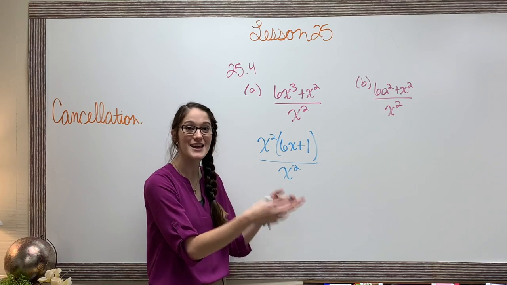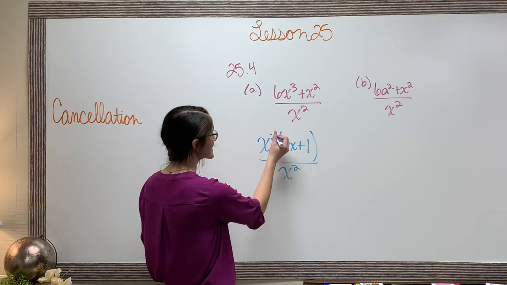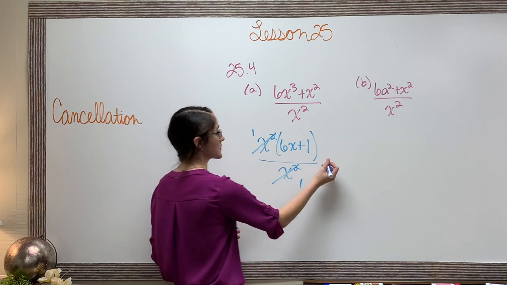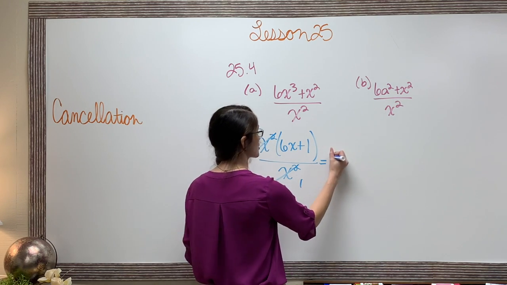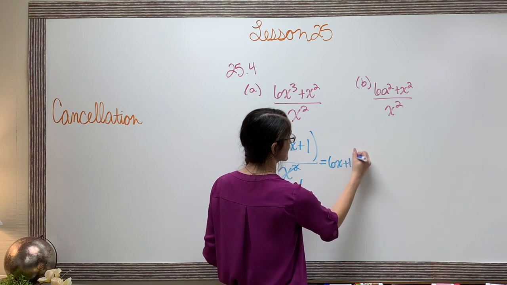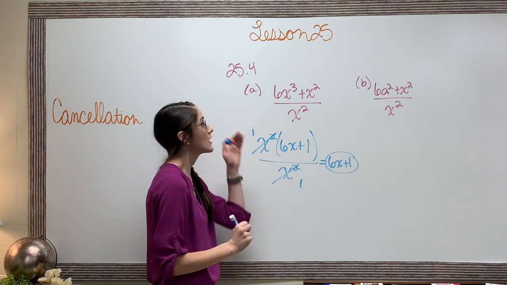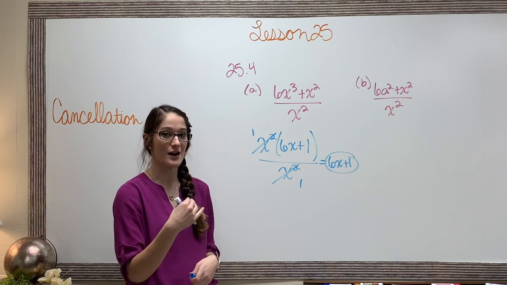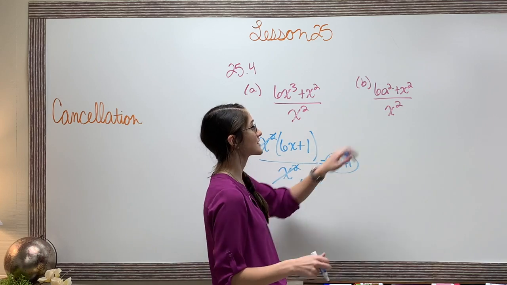And now that I have taken out the greatest common factor, I see that I can, in fact, cancel. And this becomes a 1, and this becomes a 1. So my answer is just 6x plus 1. That is my answer because of canceling. But this only works if you factor out first. So now let's look at our second example.